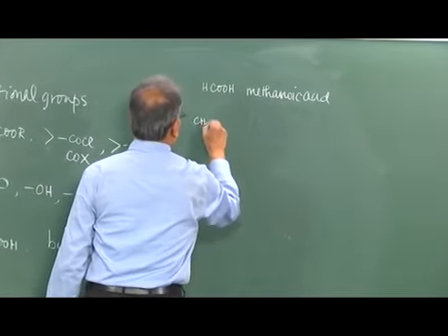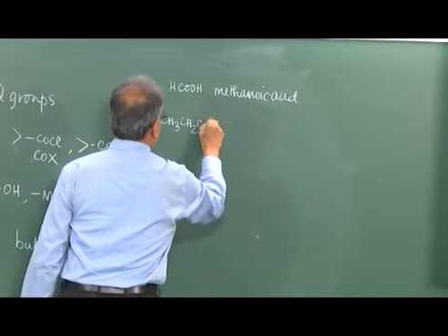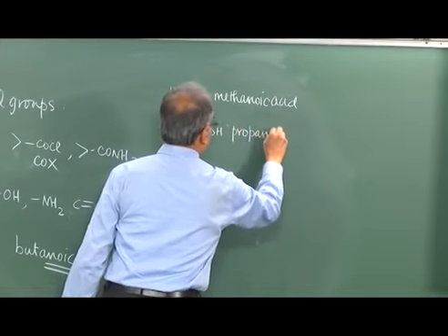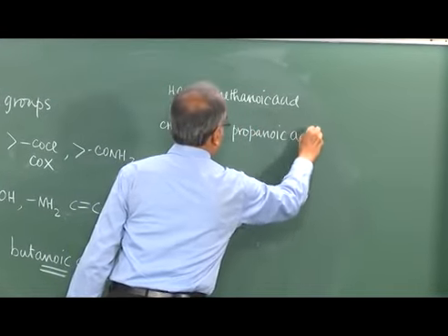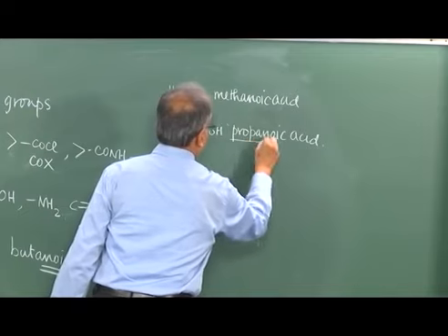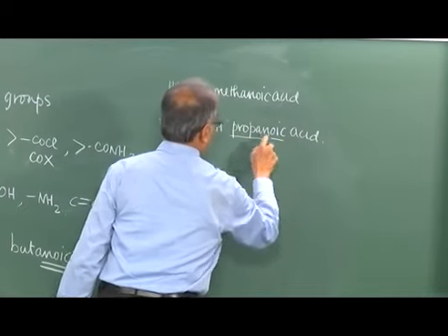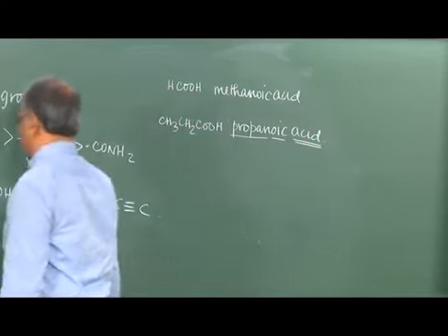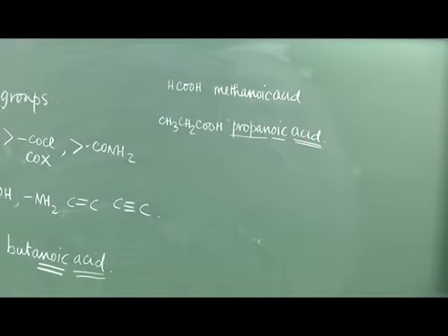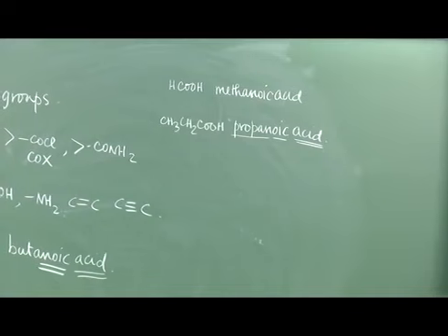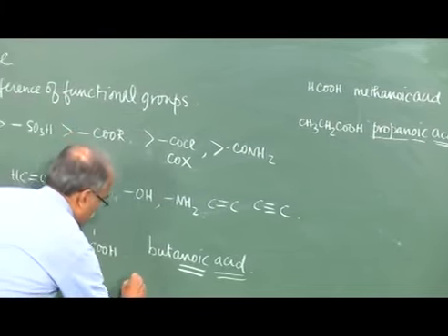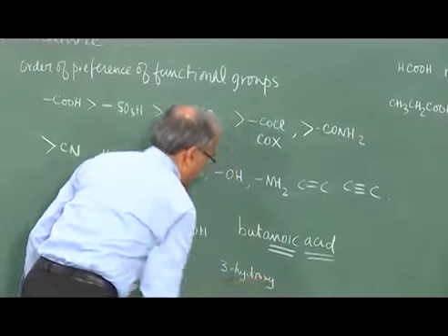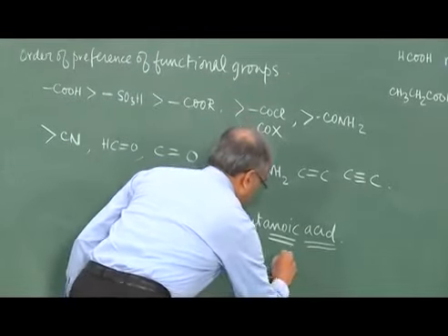For example, this would be propanoic acid. So, you write propan, oic is the suffix that is added, and separately acid is written. That is how the carboxylic acids are named. So, this has a substituent in the 3 position. So, this would be 3 hydroxy butanoic acid.